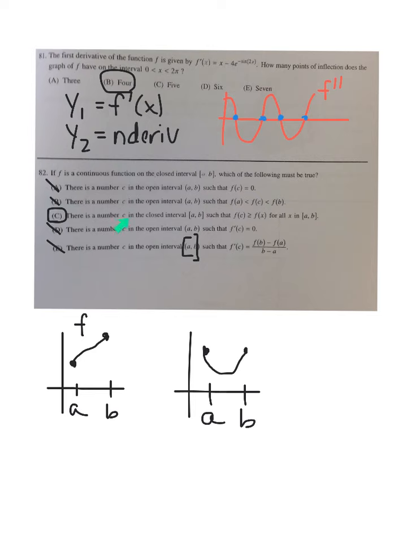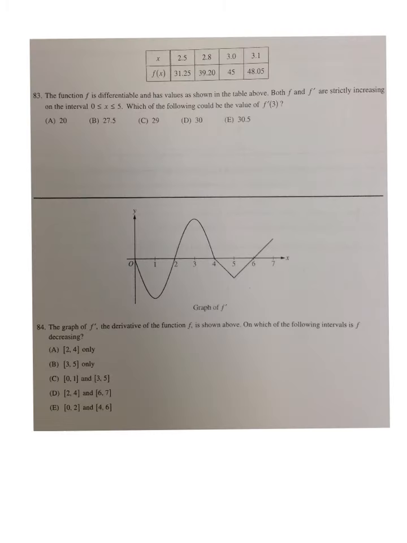So, could there be a number c such that the y value at c would be higher than the function at x? Yes, because the theorem states that if you have a function that's continuous on a closed interval, which is what we have, then we would have a maximum or a minimum at least at one point. All right, 83, the answer is choice D.